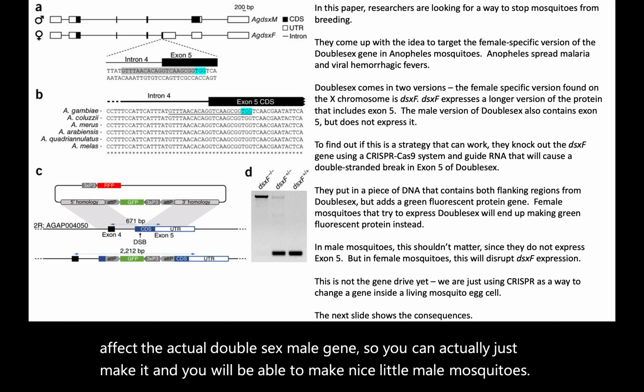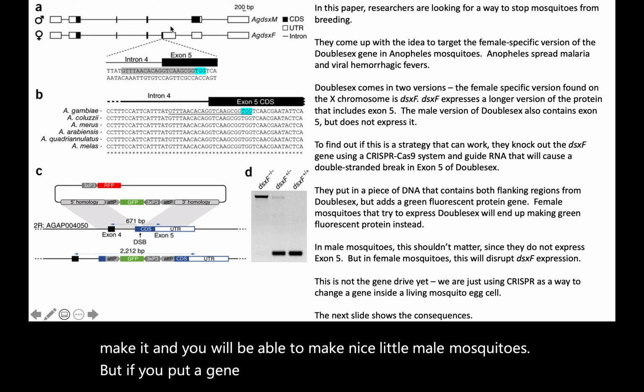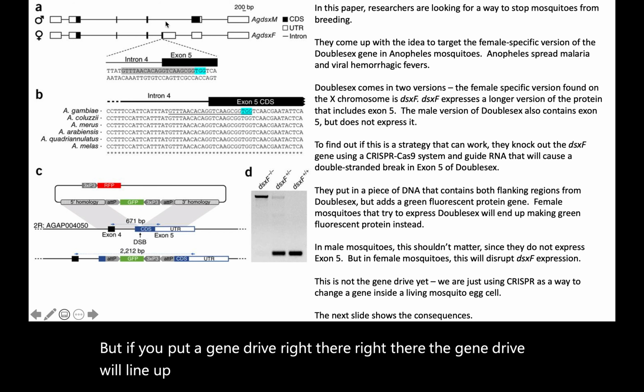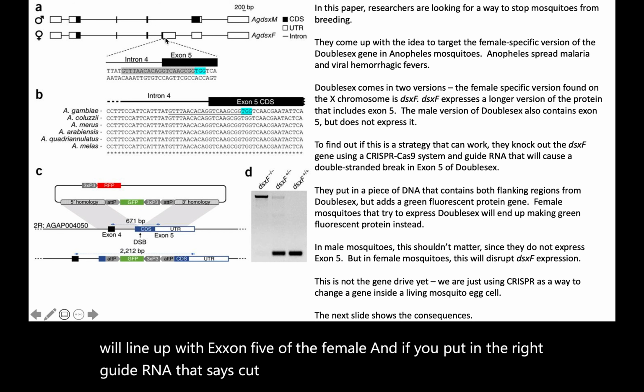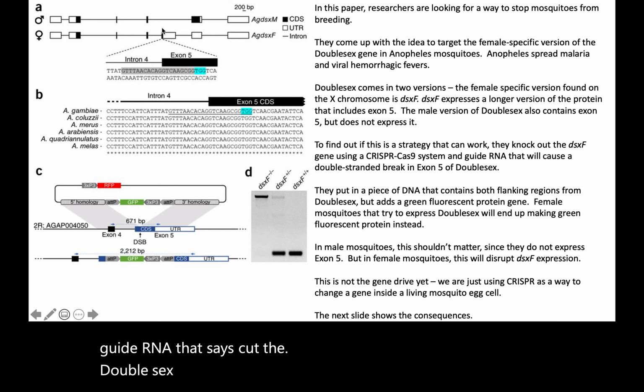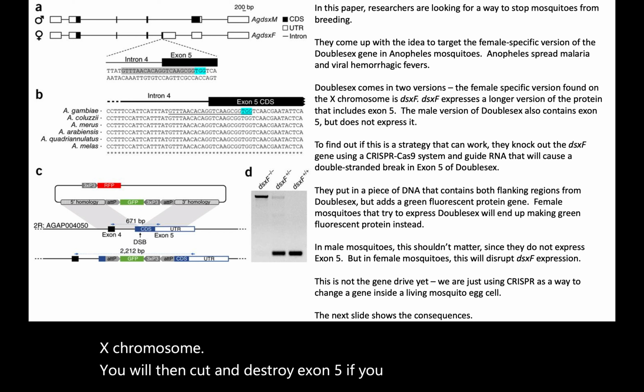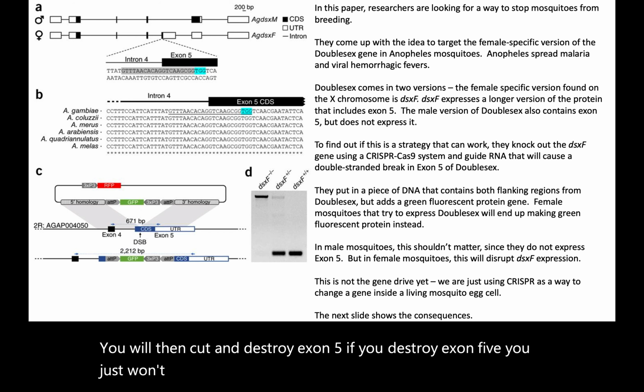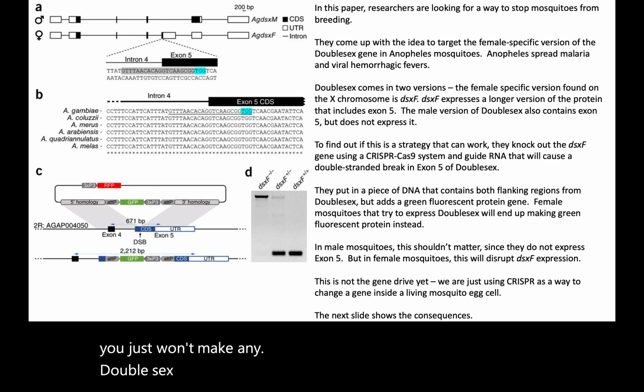But if you put a gene drive right there, the gene drive will line up with exon 5 of the female. And if you put in the right guide RNA that says cut the double-sex female X chromosome, you will then cut and destroy exon 5. And if you destroy exon 5, you just won't make any double-sex female gene.